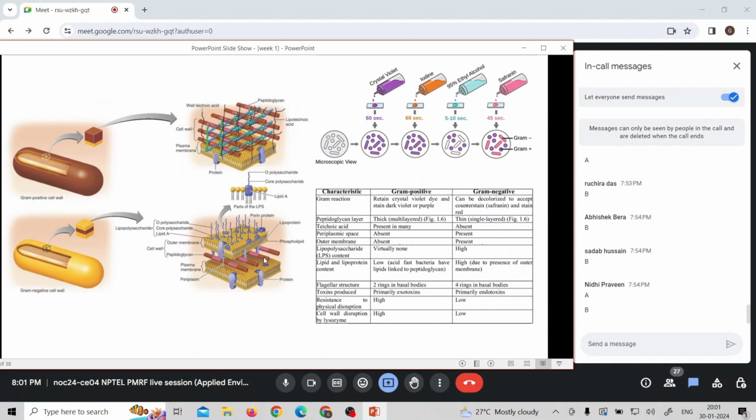Physical disruption meaning when you are going to just subject it to some mechanical methods or grinding or something, the gram positive is going to resist highly, whereas the gram negative will have a lower resistance to physical disruption. Similarly with enzymes also, lysozyme is an enzyme that can disrupt this cell wall structure. So in a gram positive cell, your cell wall disruption is going to be high, whereas in the gram negative you can see that it can be very low.